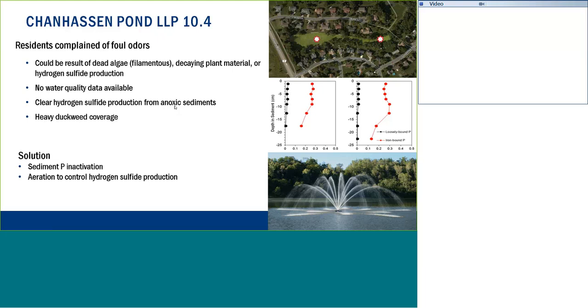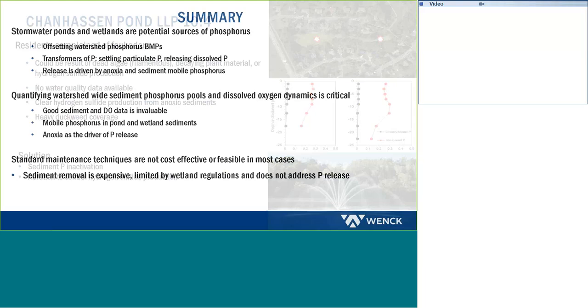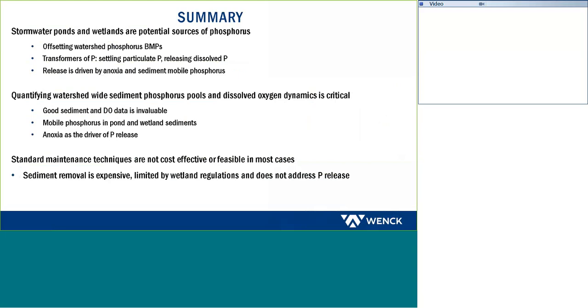In this case, you're better off managing the oxygen cycle to prevent hydrogen sulfide release. That'll get rid of the smells. It'll keep that phosphorus bound into the sediments. And so we recommended doing some aeration in this one. Again, the homeowners were willing to have the discussion about managing the aeration system themselves, so it's easier for the city to take something like that on because the homeowners are willing to have that discussion.